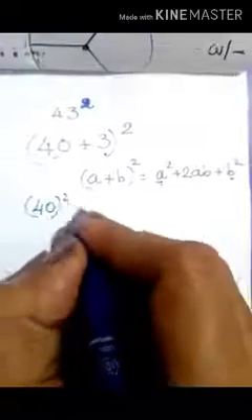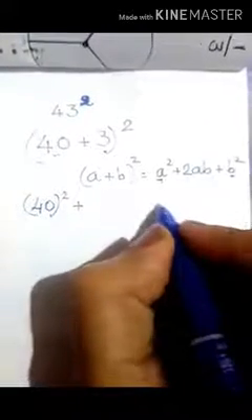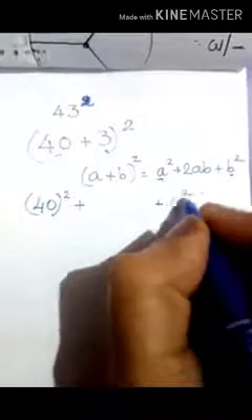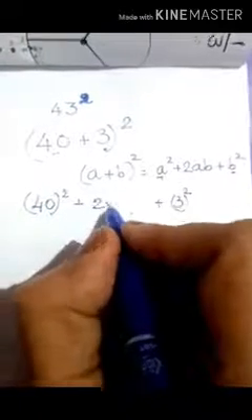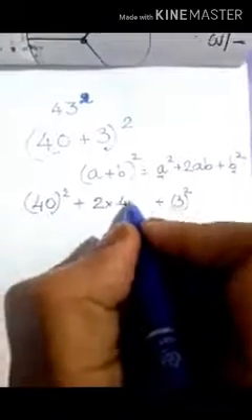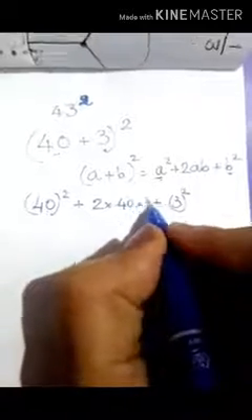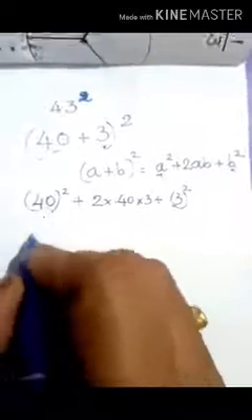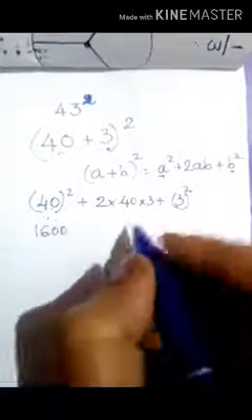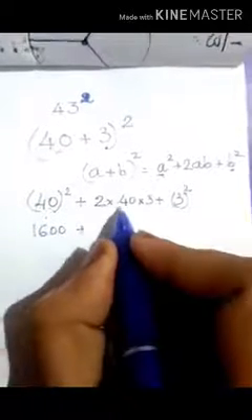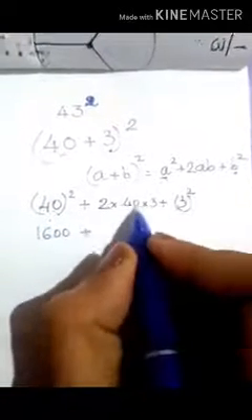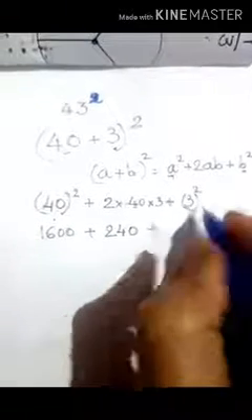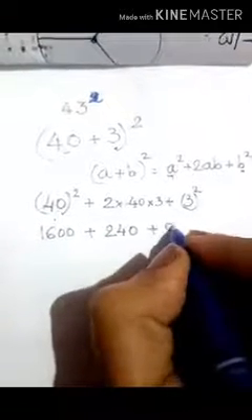So a square plus b square, that is 3 square, and what else will we do? We'll multiply 2 with this first number 40 and the second number 3. Now 40 square is easy to find, just now you learned, so that is 1600. Multiplication of this is also easy. 4 3s are 12, 12 2s are 24, gives you 240, and 3 square is 9.